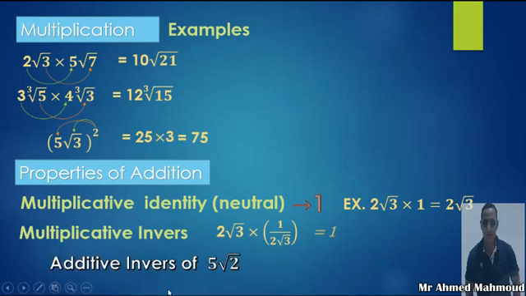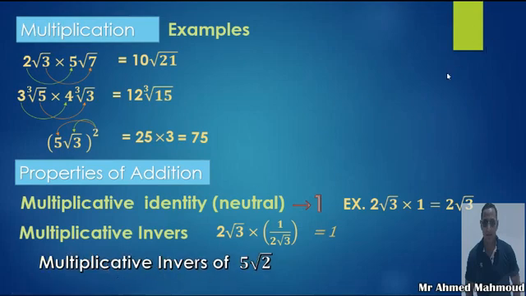Another example. If we have 5 root 2 and we need to find its multiplicative inverse, we are going to turn this number upside down to be 1 over 5 square root 2.